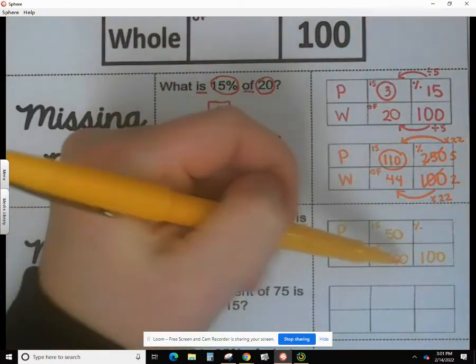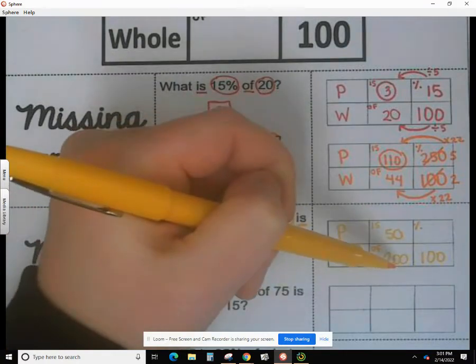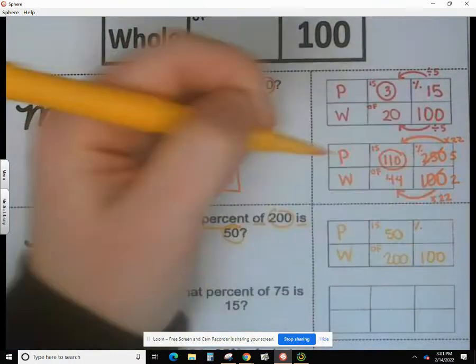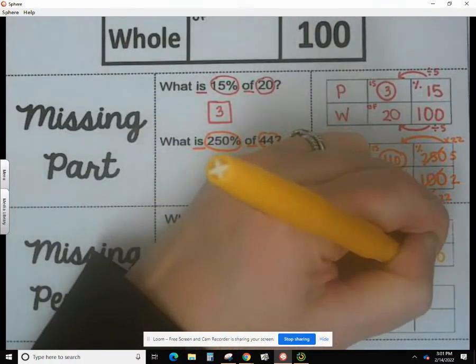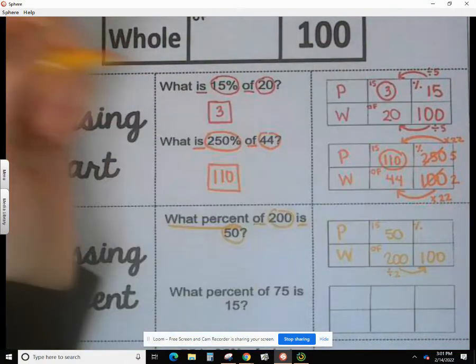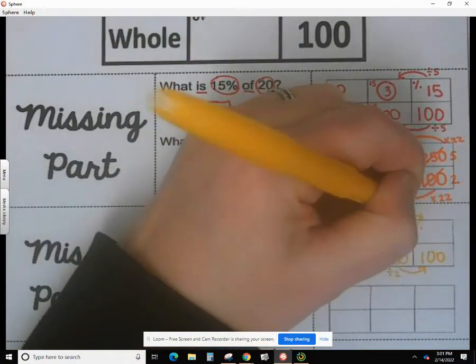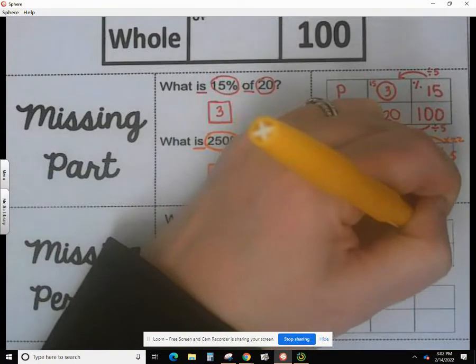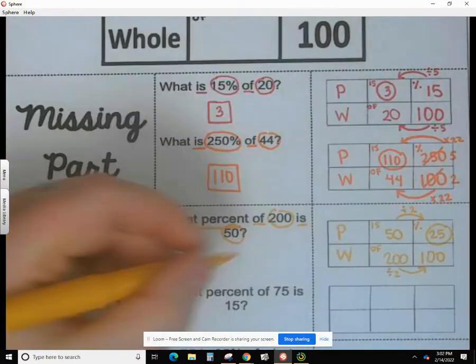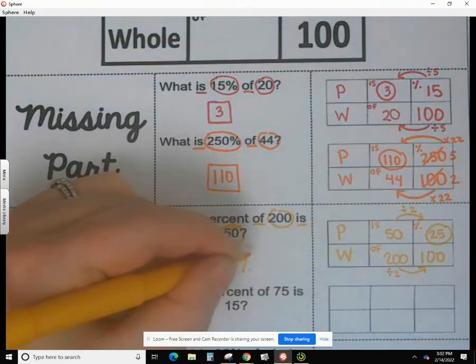Okay, so we have our L shape. That corner number this time is 200. And there's actually a relationship either way on this one. I'm going to go this way because I easily see that 200 divided by 2 is 100. So I'm going to do 50 divided by 2. And that's going to give me that the answer is 25%. So 25%.